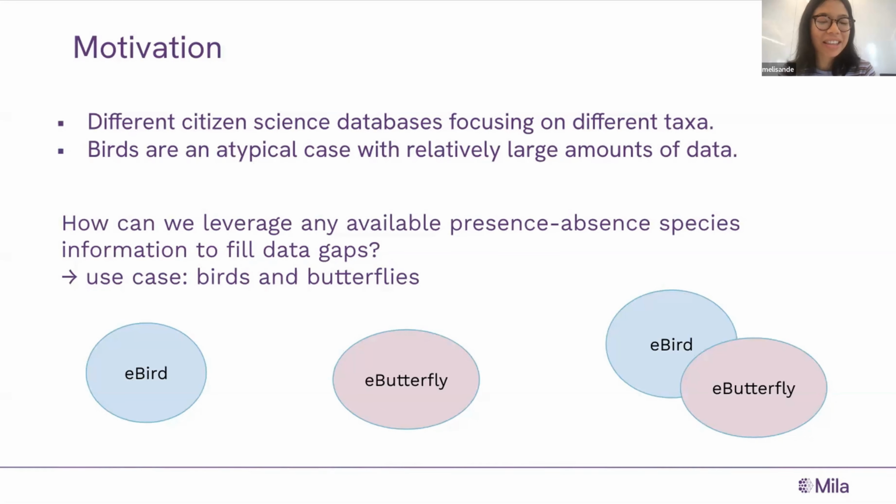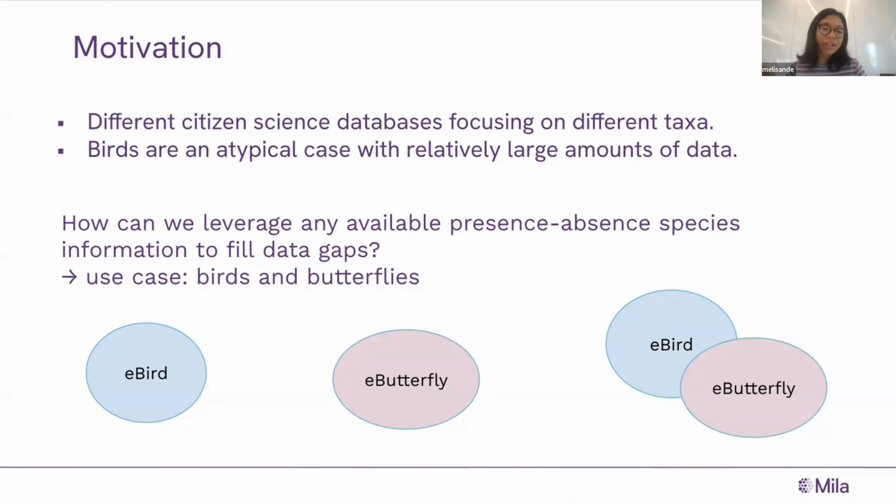So the question here was, how can we leverage any available presence-absence species information to fill data gaps? In particular, looking at the use case of birds and butterflies, because some birds are predators to some butterflies. So if you know that a certain bird species is there, that might be informative to know what kind of butterfly is there, or vice versa. And there is this nice citizen science database called eBirdified, which was modeled after eBird. So the data is in the same format. We also have these complete checklists, so it works well together.